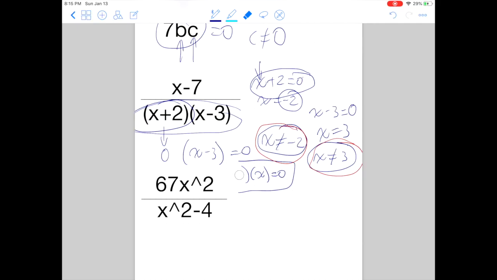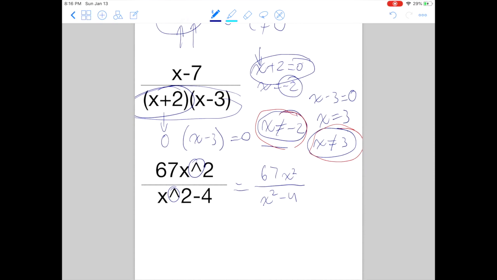For this next expression, it may look a bit confusing. However, it actually is pretty simple, as we only have to focus on the denominator. And these signs are to the power of. So this would actually be 67x squared over x squared minus 4.